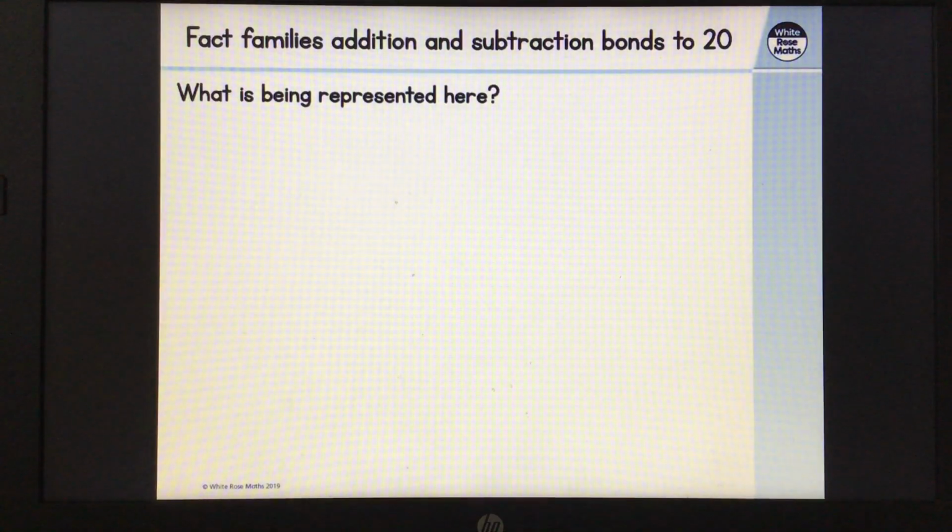Families, addition and subtraction bonds to 20 today. I'd like to play a game. Let's play. What is being represented here?